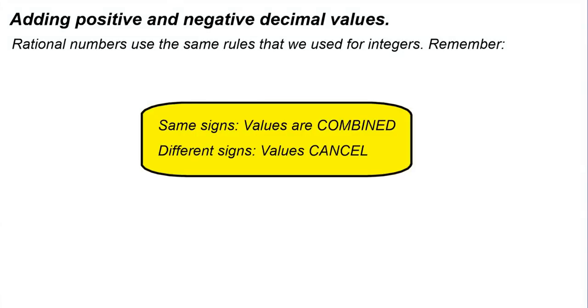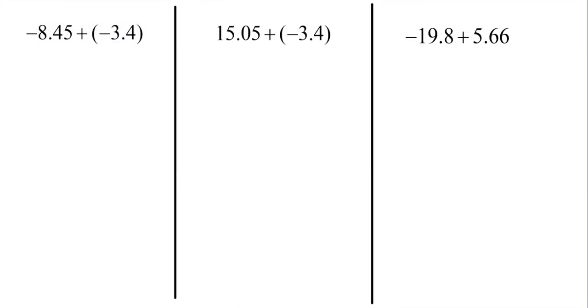And then if it's a positive and a negative added together, they're going to cancel their values out. So that's kind of like subtraction. You're taking away there. So we're still going to use those same rules that we've learned, but now we've got some place values to keep track of here. So here are some examples of adding some positive and negative rational numbers in decimal form.